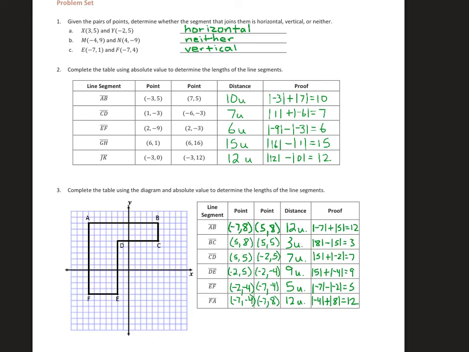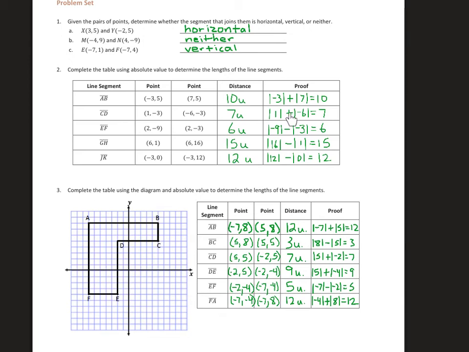For this page in the problem set, we have horizontal because our y coordinates are the same. They're going to be the same distance up, but they're going to be different left and right. These are neither because none of the points have a match. The y's do not match and the x's do not match. And then this is vertical because our x's are the same, so they're going to be the same distance to the left, but one's going to be 4 up, one's going to be 1 down, which is going to create a vertical line. Here are the distances and their proofs.